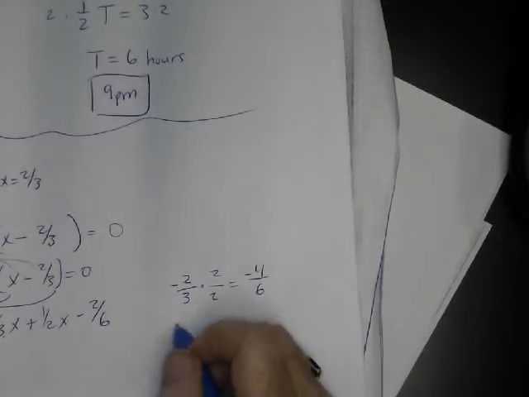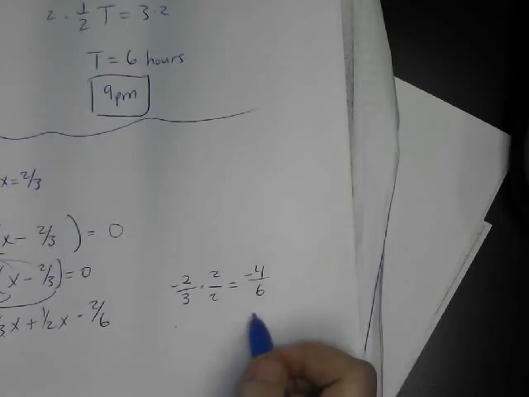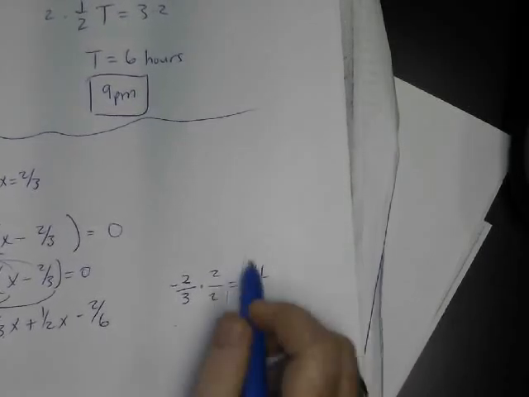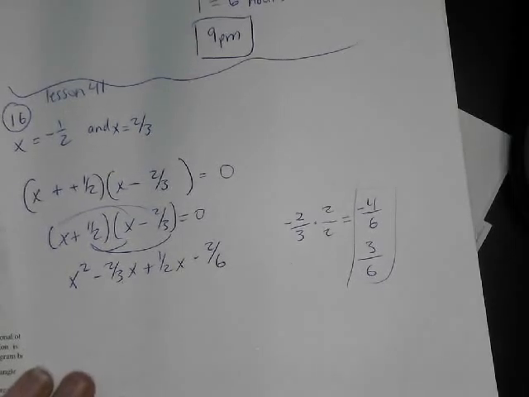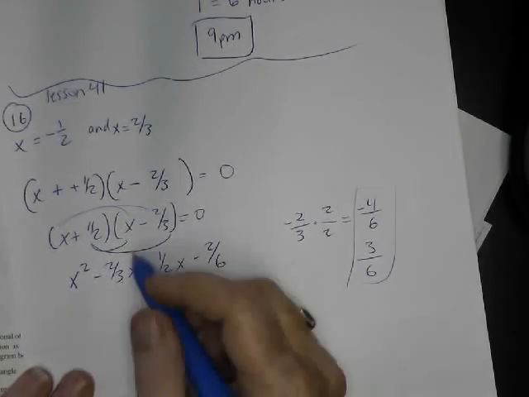How many sixths is a half? 3/6? Okay, I'm supposed to add those two things up, right? I just did a common denominator. So is that going to give me 2/6? No, it's not. It's going to be negative 4 and positive 3. Negative 1/6. So we think these two things give me negative 1/6.